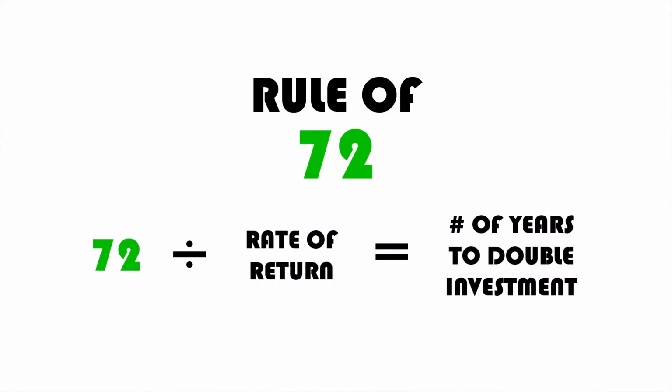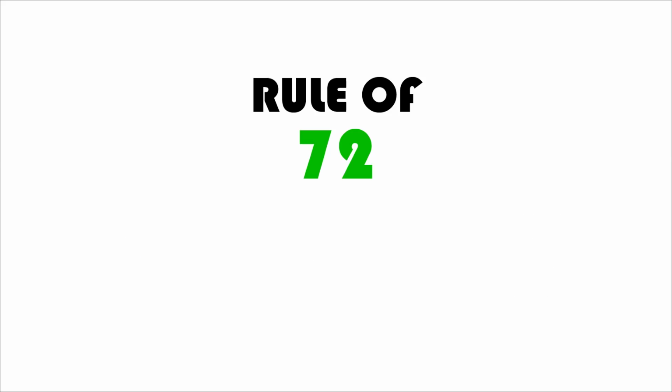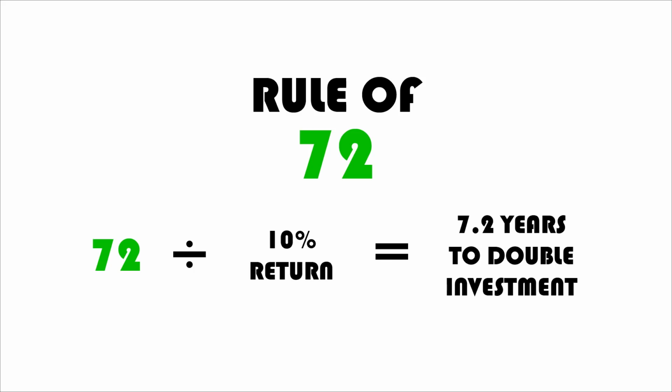The rule of 72 is a simple equation to estimate the amount of money you will have for retirement based on the initial investment and the rate of return you are receiving per year. The equation is as follows: 72 divided by your rate of return equals the amount of years to double your investment. So here's a different example. If you take 72 divided by a 10% return, it will take you 7.2 years to double the money that is in your retirement account or your investment account.